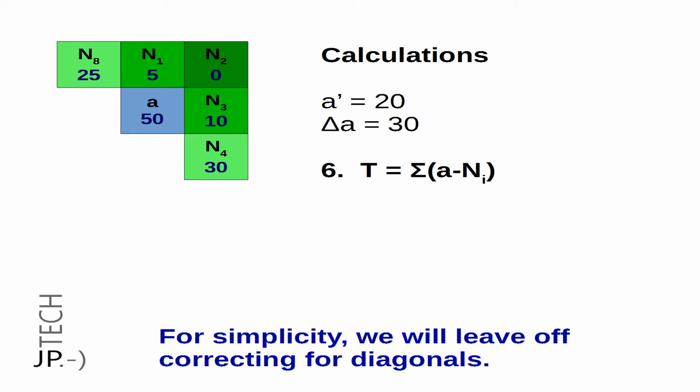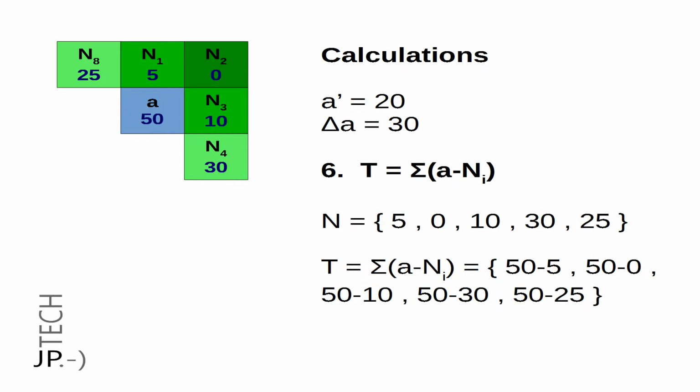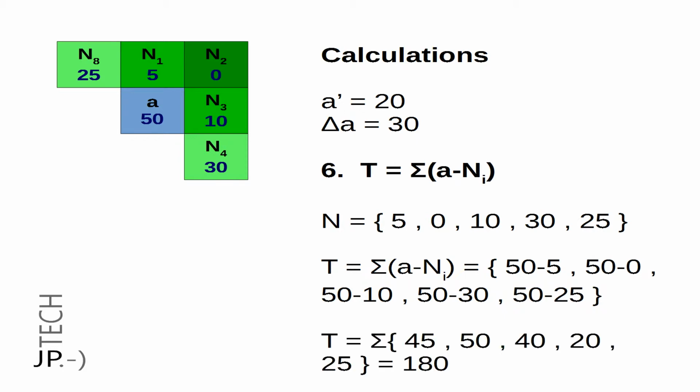T is equal to the sum of A minus each element of n. So again, our neighbors' pressures are 5, 0, 10, 30, and 25. We subtract A from each of these, and then add up their value, which is 180. So T is 180.